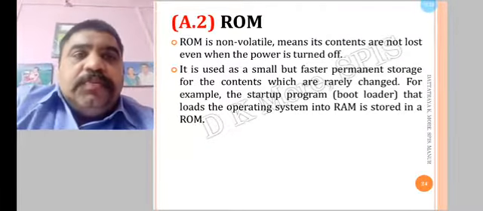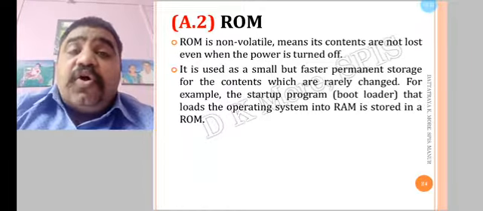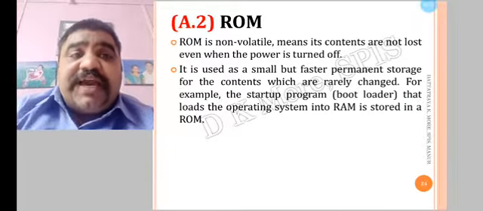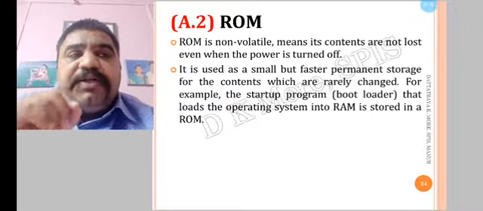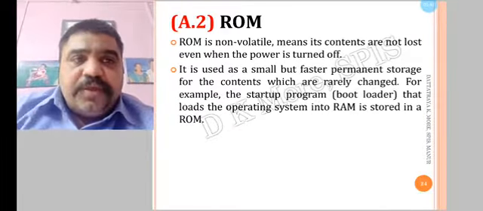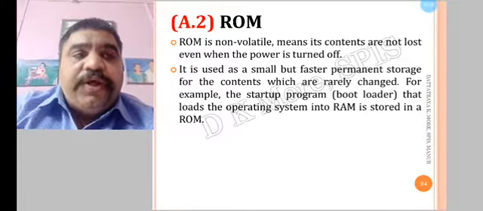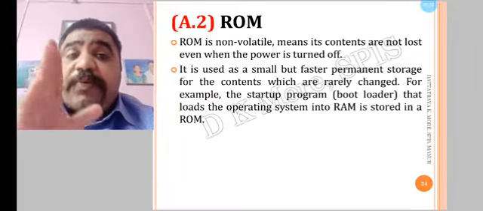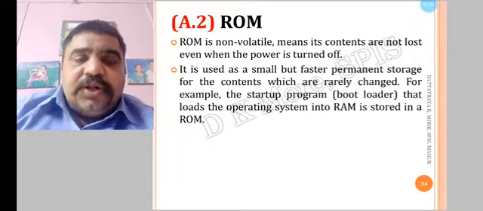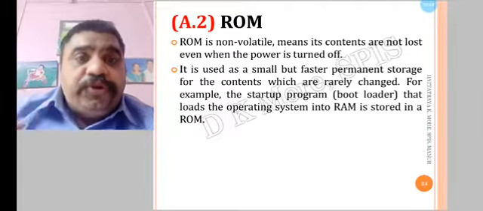ROM, second is the ROM, read only memory. It is non-volatile, means its contents are not lost even when the power is turned off. It is used as a small but faster permanent storage for the contents which are rarely changed. For example, the startup program's bootloader, BOOT, bootloader that loads the operating system into RAM is stored in a ROM. The ROM is used for that purpose. The content is not going to be changed.